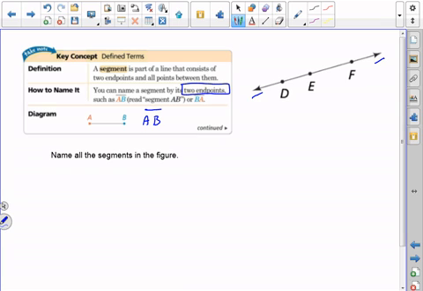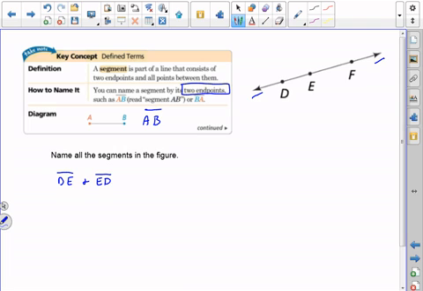So looking at what we have here, I'm going to just start with point D. If I start at point D, I can go to point E and create one segment. And the easiest thing to do to name that segment a different way would be to just simply turn the endpoints around. Because just like a line, the order of the points really doesn't matter for a line segment. I can call it DE or ED and refer to it as the same thing.